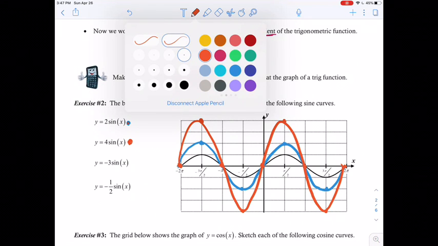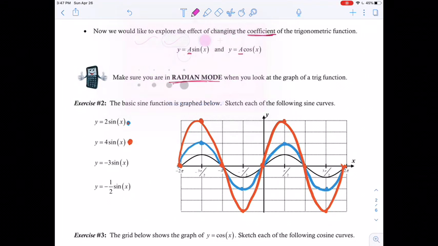Now, -3 sine x. Okay, so it's still going to be starting at this 0. But remember, a negative in front indicates a reflection over the x-axis. And the 3, following the other patterns, if I am flipping, so instead of being at 1, I'm going to flip over the x-axis and be at -3. Then be at 0. And then instead of being at -1, I'm going to flip that over my x-axis and be at +3.